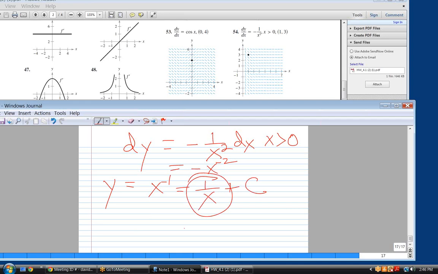This is the hyperbolic function. And if we look at this set of slope fields here, it's exactly what they're doing. It's the hyperbolic function, only they're only showing us one quadrant, but that's okay. And then figuring out what c is, what do we have here? We have 3 equals 1 plus c. c must be 2.